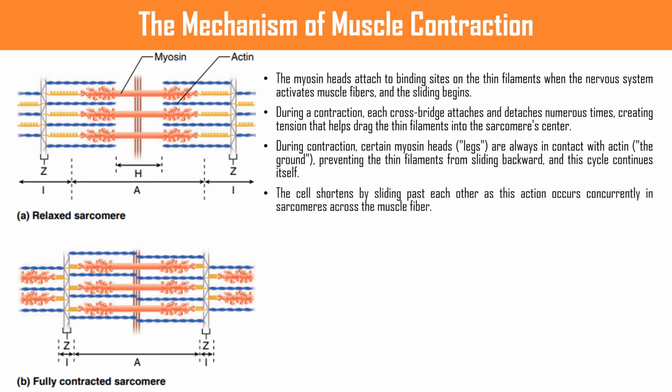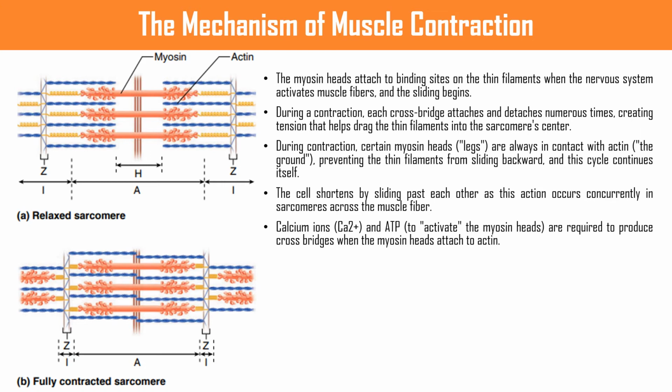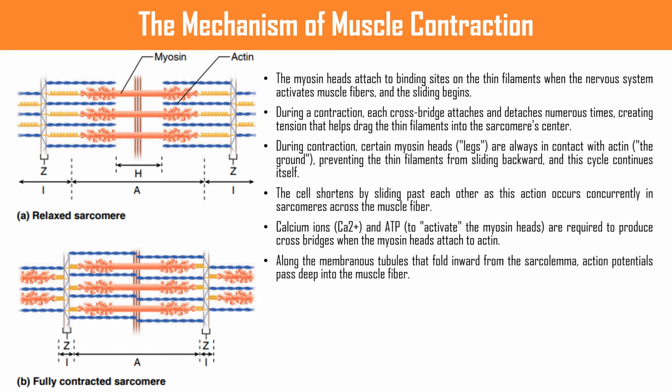The cell shortens as the filaments slide past each other, as this action occurs concurrently in sarcomeres across the muscle fiber. Calcium ions and ATP are required to produce cross bridges when the myosin head attaches to the actin.